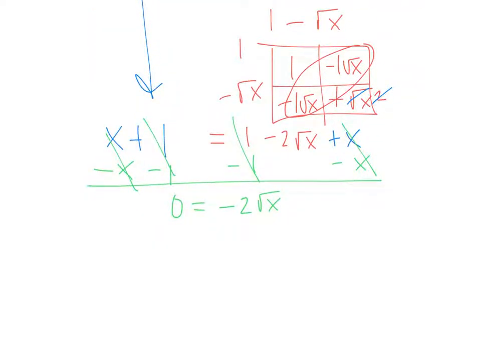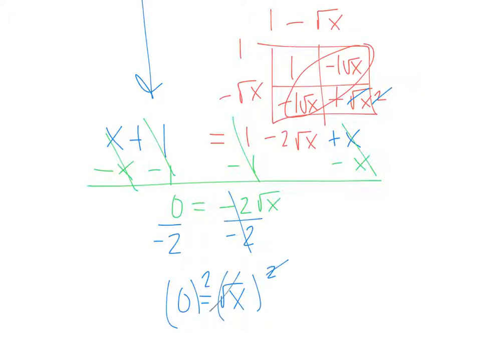In order to do that, I'm going to divide by negative 2. 0 divided by negative 2 is 0. And I'm going to square either side to solve for x because the radicals will cancel. And I get x equals 0.